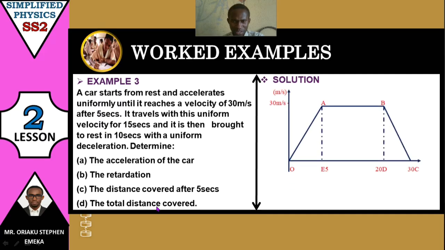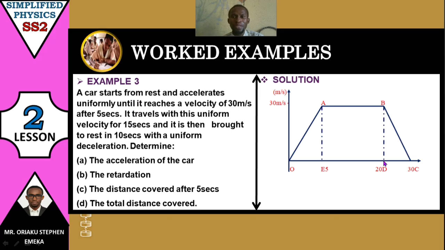So drawing a velocity time graph, look at it. They say the car starts from rest, so meaning that the velocity time graph will start from this point, that's the origin, and it accelerates uniformly until we have a velocity of 30 meters per second, and that occurred after 5 seconds. This is the time axis. Now it continues at this 30 meters per second for the next 15 seconds.